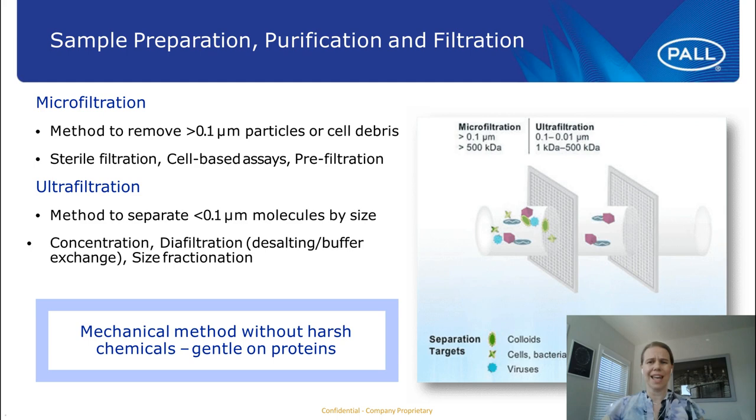So as you can see, microfiltration is really a method to remove larger size particles. Everything that is larger than 0.1 micron in size. And those particles could be colloids, cells, bacteria, viruses. You would use a microfiltration filter if you want to remove gross particulates and raw cells, as an example.